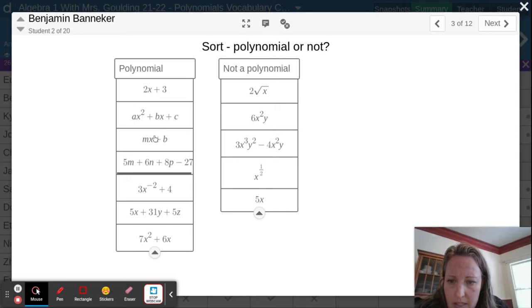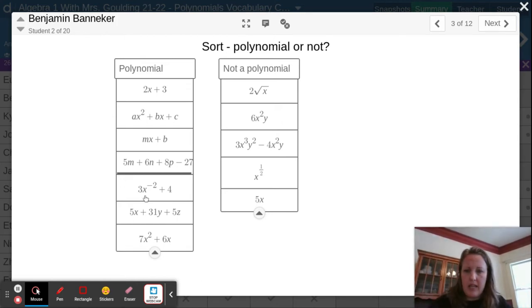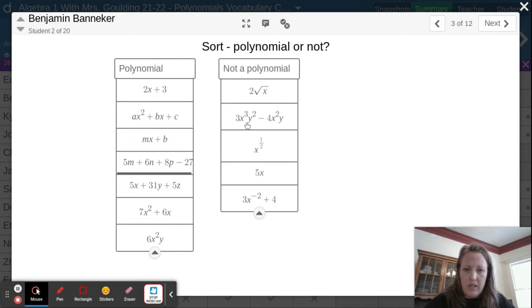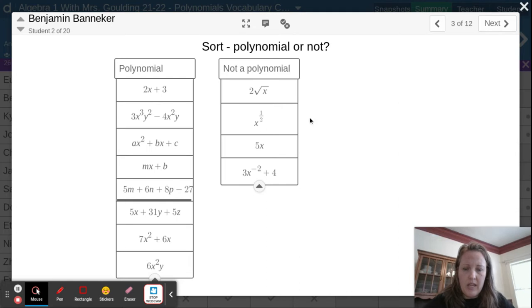Yes, yes, yes, yes. Okay, right here is the mistake. Do you see that power of -2 here? That makes it not a polynomial. Cannot have a negative power. These are all polynomials. This is not a polynomial because of the square root of x. This actually is a polynomial and it's just a monomial, so we're good to go. This one is a binomial and it's just fine the way it is. This one is not a polynomial because it's raised to the half power.